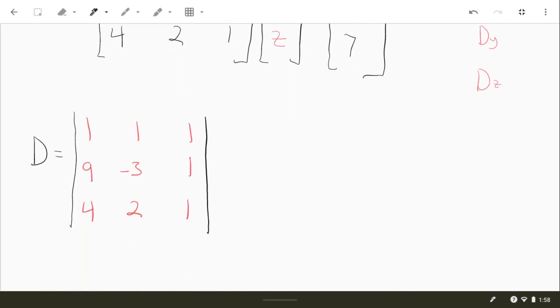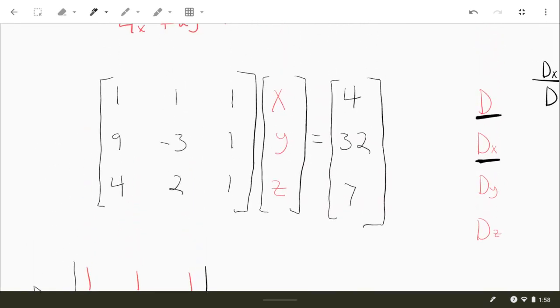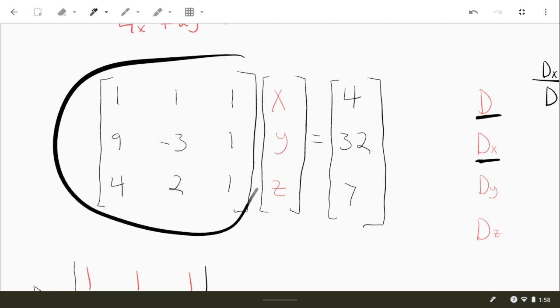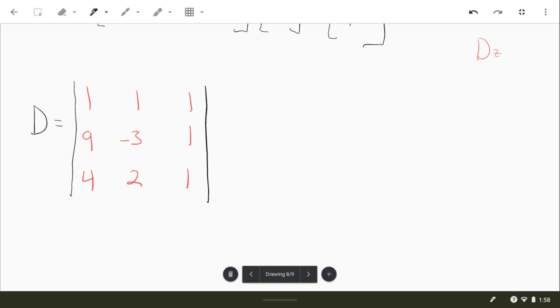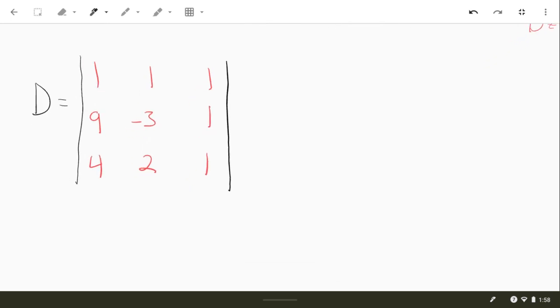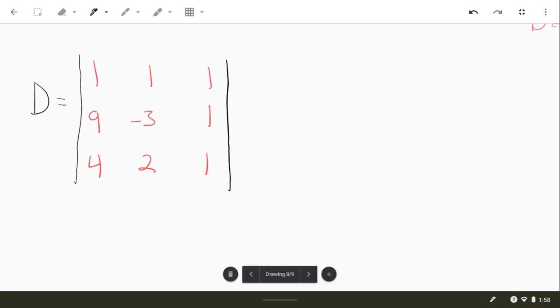So the determinant of the original matrix here, this original matrix. Because it's a 3 by 3, there's going to be a completely different process, unfortunately. I'm going to show you how this works. It's called expansion by minors. That's what it's called. So remember these little bars here, that just means the determinant of.